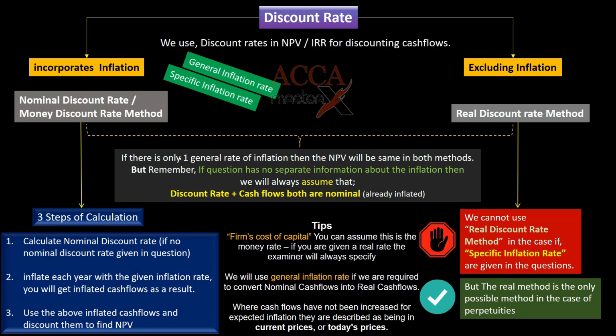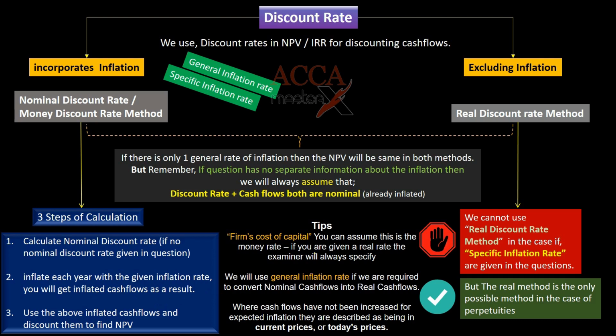But to solve any question using nominal discount rate method, we will follow the following three steps. The step number one is to calculate nominal discount rate, only if the question has not already provided the nominal discount rate. In that case, we will use this formula to calculate the nominal discount rate. We have already discussed it in our previous lecture. Secondly, we will inflate each year with a given inflation rate. As a result we will get inflated cash flows, and finally we will multiply these inflated cash flows with their relevant discount factor to find NPV.